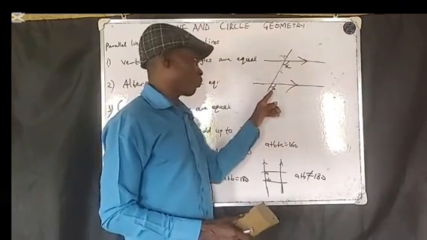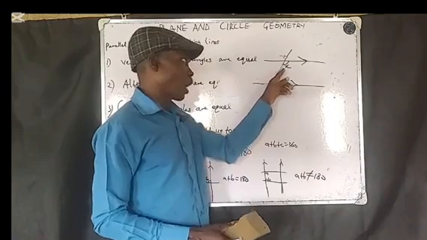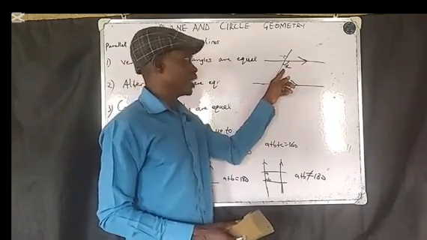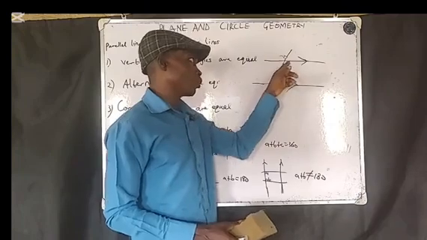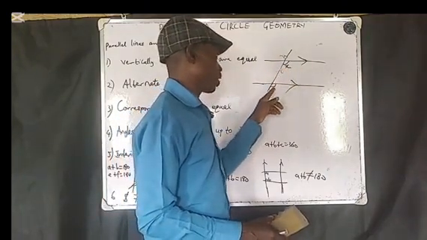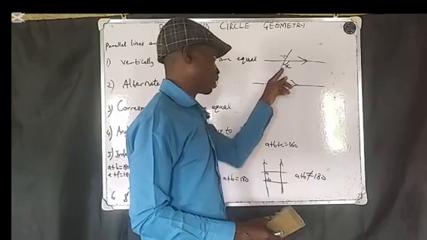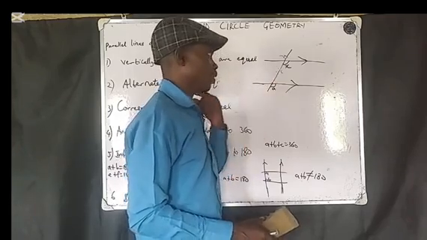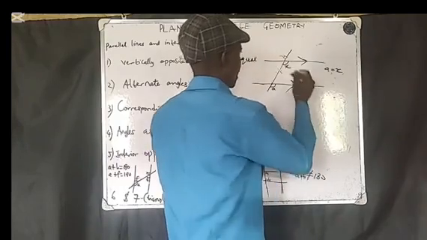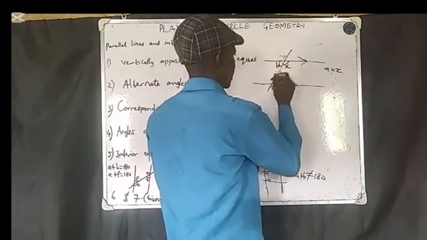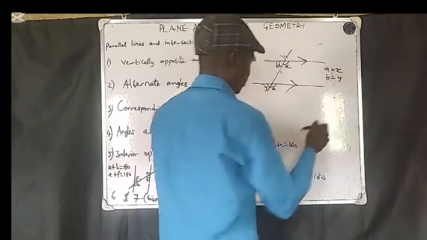One of the corresponding angles will be exterior to the parallel lines, while the other one will be interior to the parallel lines and the transversal. This other one will be exterior both to the parallel lines and to the transversal. But two of them will be on the same side of the line. This is a corresponding angle. A will be equal to X. And if this place is B, let's call this place Y. So B will be equal to Y.